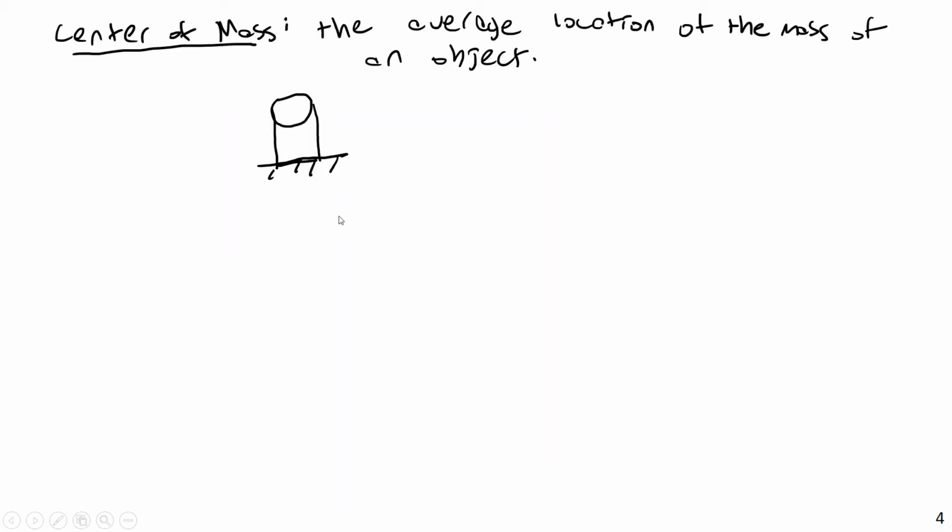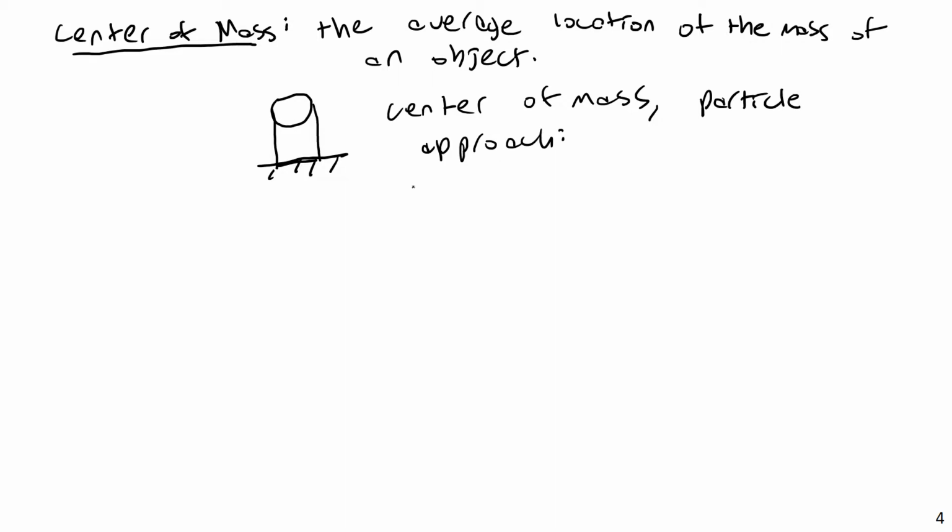So if I were to try the center of mass particle approach, the x bar, the x coordinate of the center of mass, and maybe I could put a little m here for center of mass, would be equal to the summation of the x times the m of that particular mass, divided by the summation of mi.